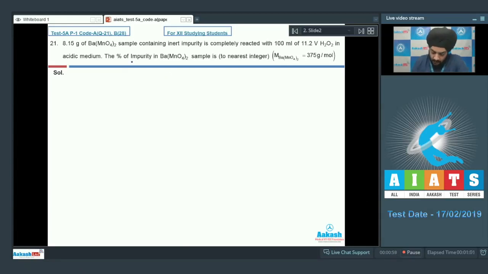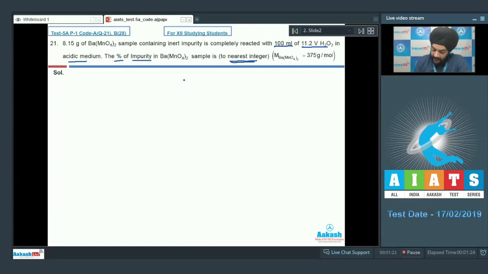8.15 gram of BaMnO4 whole twice sample containing inert impurity is completely reacted with 100 ml of 11.2 volume H2O2 in the acidic medium. The percentage of the impurity present in the BaMnO4 whole twice sample is. So we have to report the percentage to the nearest integer. The molar mass of BaMnO4 whole twice is given to us.